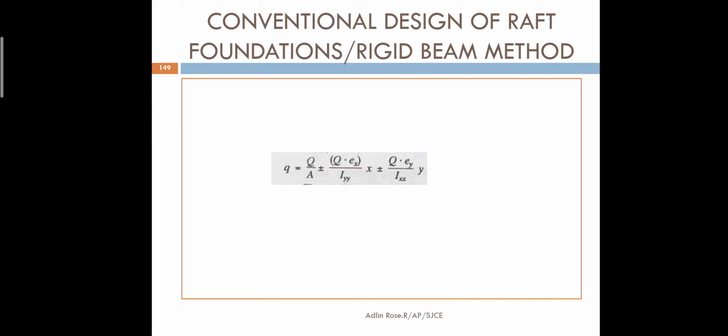மேட் எடுத்திங்கன்னா அது ஒரு ஸ்லாப் மாதிரி. When you take a slab, it will have a length, width as well as thickness. So when you talk about the length, x direction, if eccentricity happens in the x direction, then in the y direction also eccentricity can happen. So that's why we have QEx by Iyy into x plus or minus QEy y by Ixx.